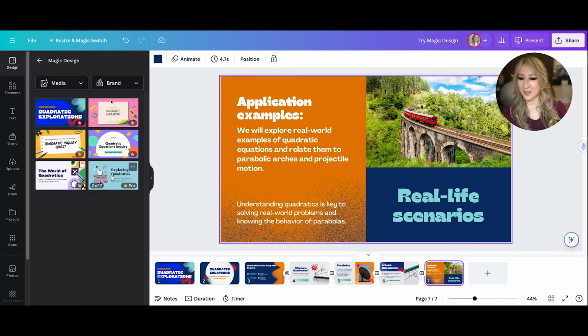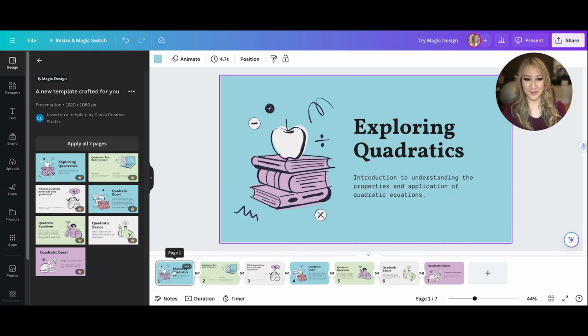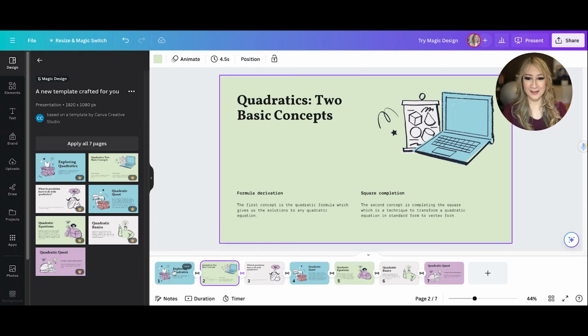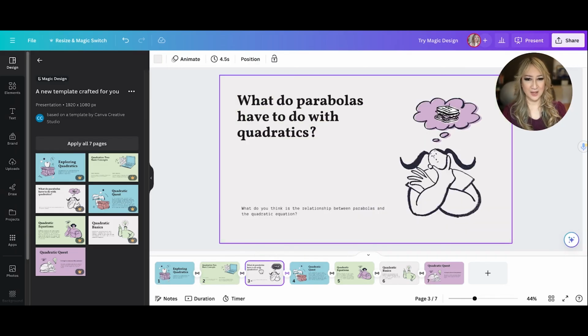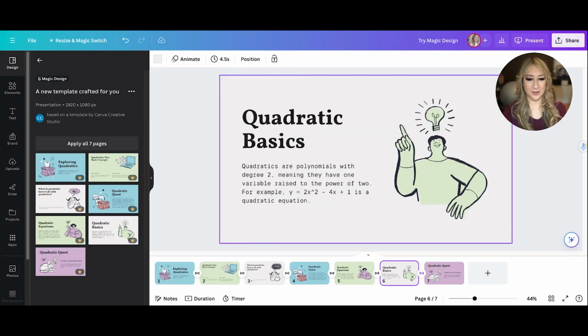I'm just going to click on this one too, and apply all pages. So this one, exploring quadratics. Again, we start off with 2 basic concepts. We're looking at formula derivation and square completion. I think I prefer the other presentation because that actually had the lesson starting off with the actual graph of it and its geometrical significance. And then it moves into parabolas, quadratic quest, equations, basics.